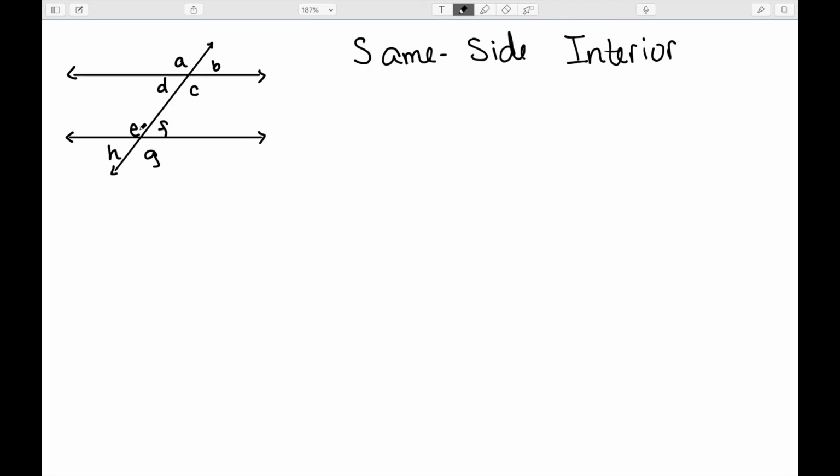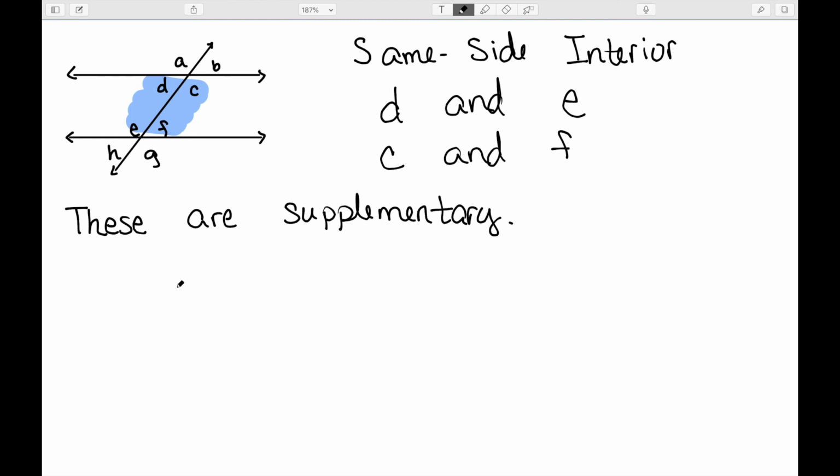In addition, we can have same side interior angles. So once again, these are interior, whereas A, B, H, and G are exterior angles. And same side means they're on the same side of the transversal. So D and E are same side interior. And C and F are same side interior. And same side interior angles are supplementary. They add to be 180 degrees.